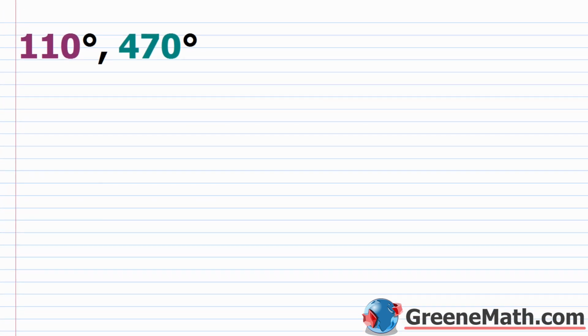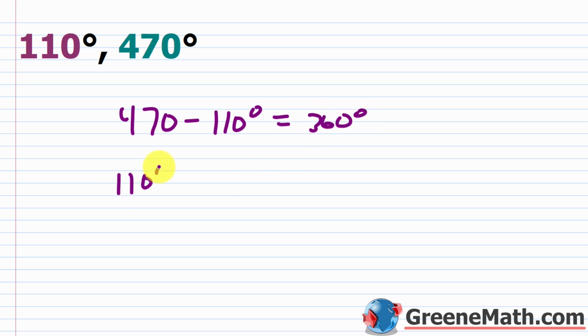Let's look at the first example. So we have 110 degrees and 470 degrees. A lot of you can eyeball that and see that the difference between those two would be, if you did 470 degrees minus 110 degrees, obviously positive 360 degrees. And if you did 110 degrees minus 470 degrees, that would be negative 360 degrees. But again, you're just looking for some multiple of 360 degrees. It could be positive, it could be negative, doesn't matter. So in this case, we know these guys are coterminal.